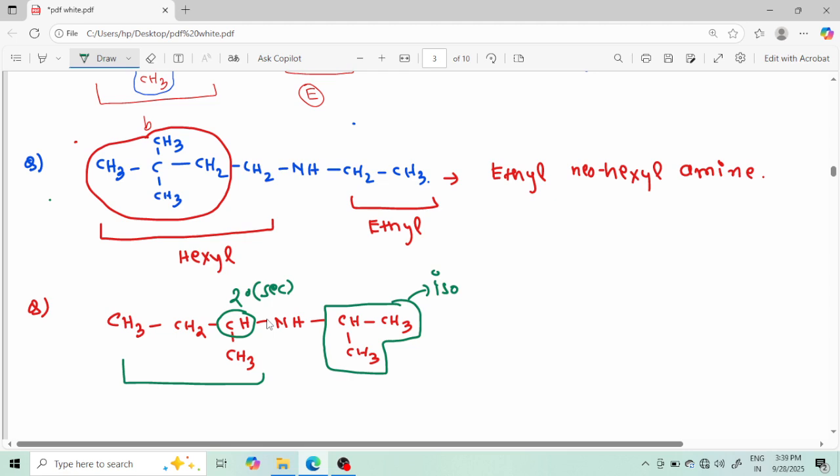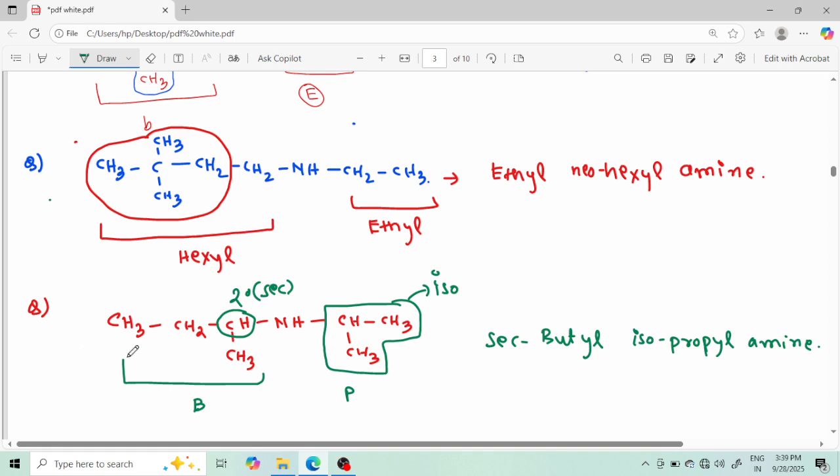But we will not consider this iso and sec in alphabetical arrangement, but we will be considering the alkyl name. So this one stands for butyl, B, and this one stands for propyl, so B comes first. So I will write sec and then butyl, because sec is associated with the butyl part, and then this one we will write iso, propyl, amine. Okay, so with this we are done with the common name of aliphatic amine.